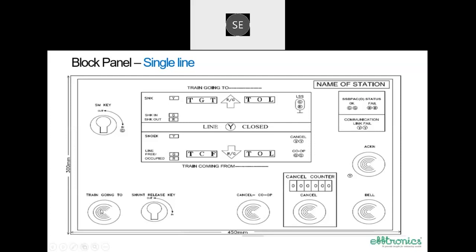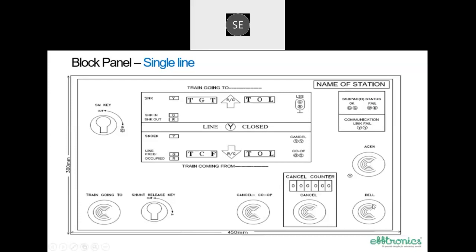So train going to is used for getting line clear. Cancel cooperation button is used for sending cooperation during a cancellation. And cancel button is used for cancelling line clear. And of course, if you cancel a line clear, cancel counter gets incremented.